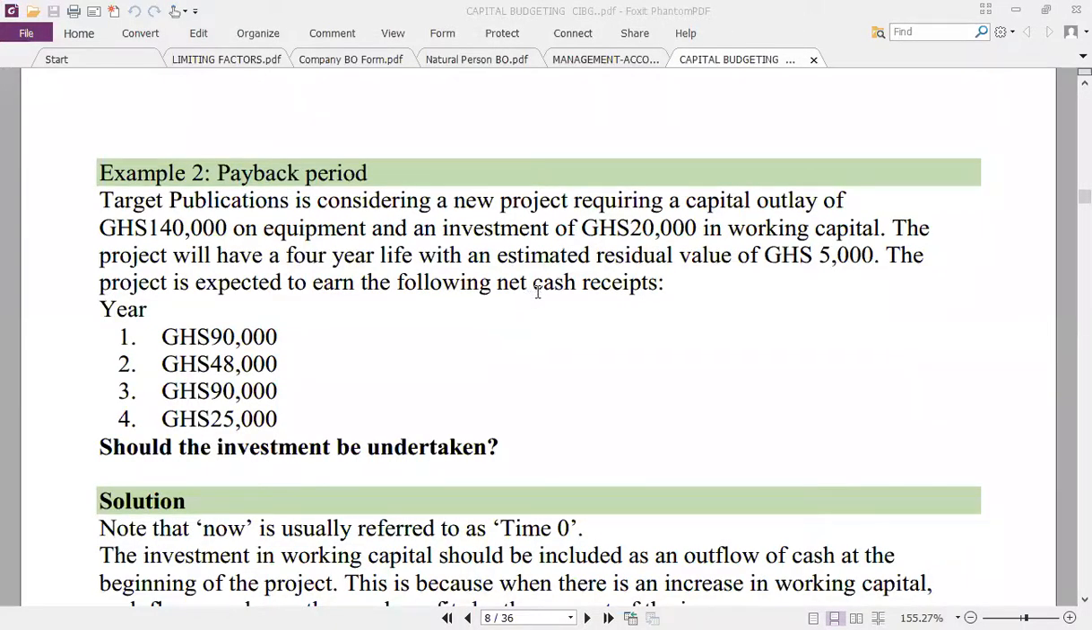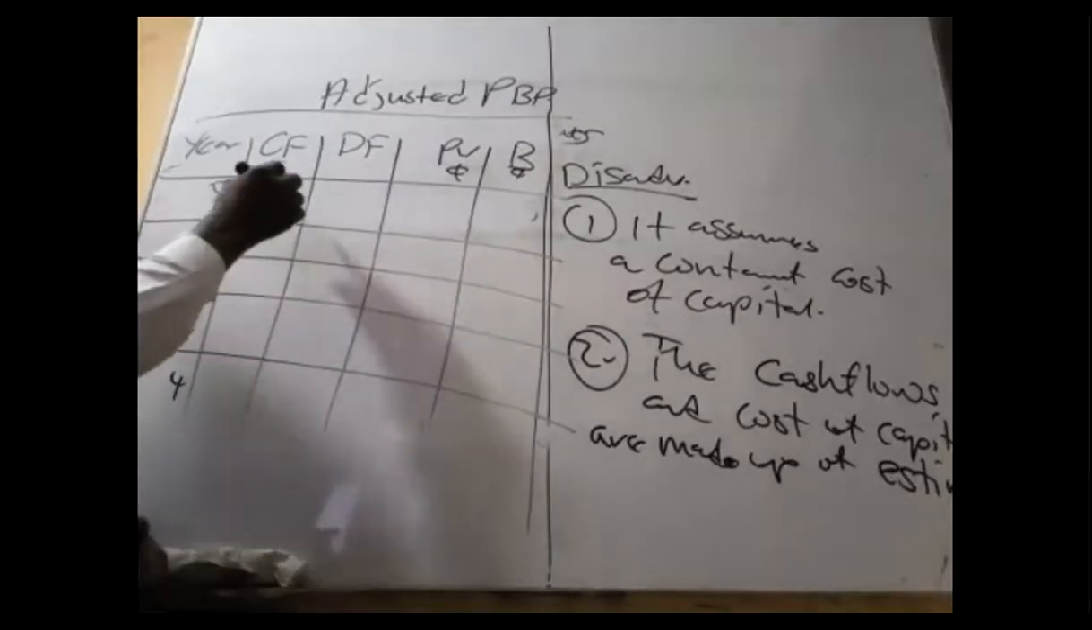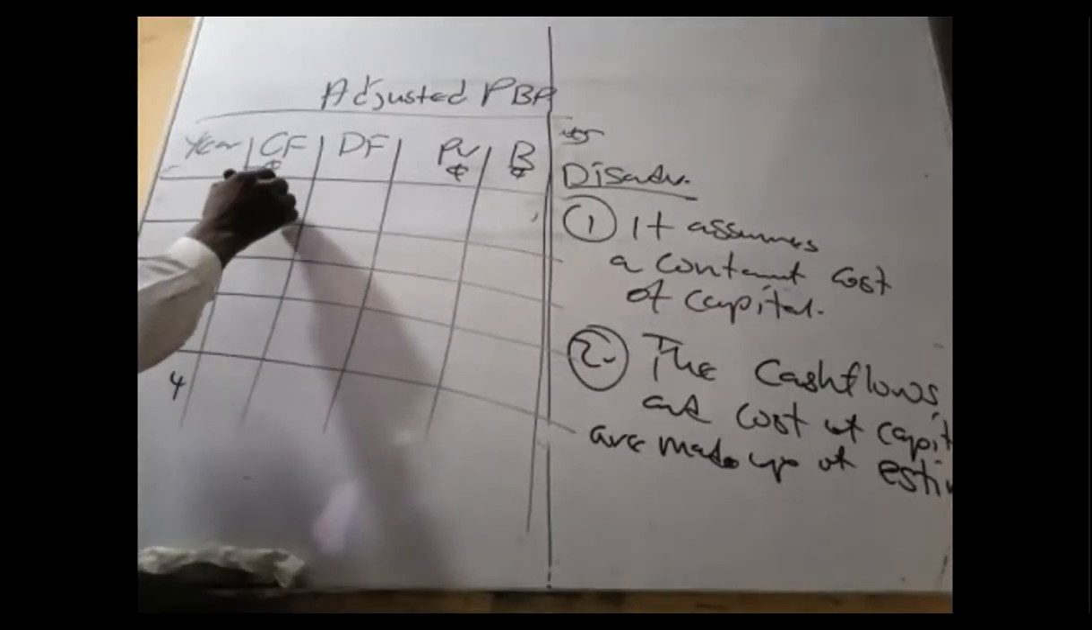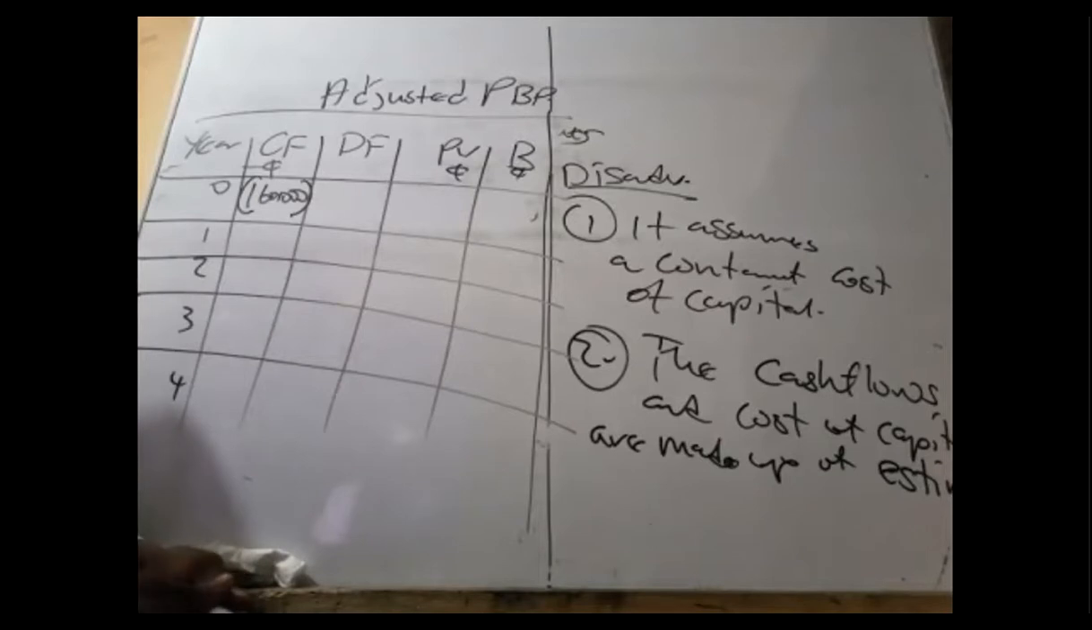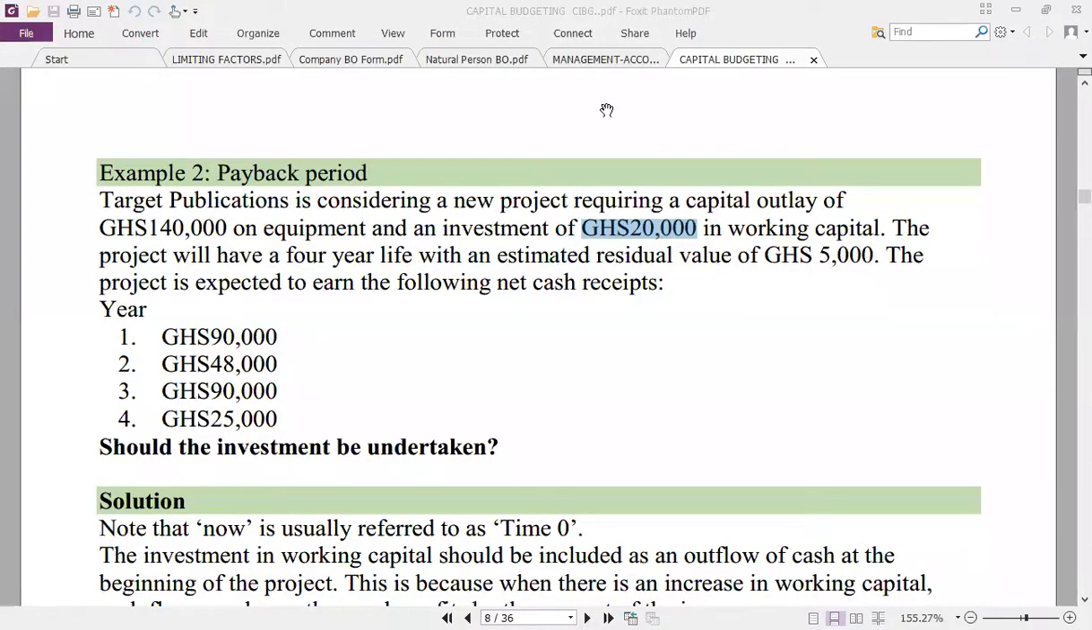So the cash flows are there. Let's start from year zero. Year zero, all the initial outlay plus any working capital. So year zero will be 140,000, the cost of investment, plus the working capital of 20,000. So putting the two together, you get 160,000. So here will be cash flow 160,000. Put it in brackets. 160,000 should be in brackets. Let's go to year one and pick year one's cash flow.